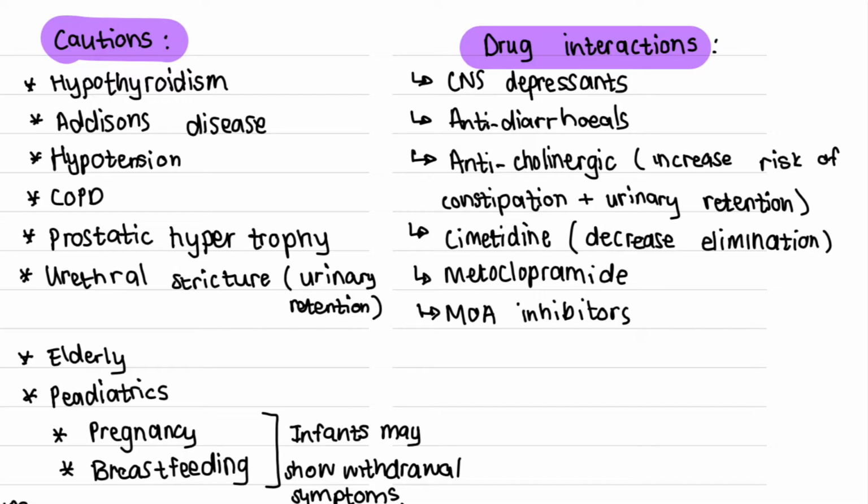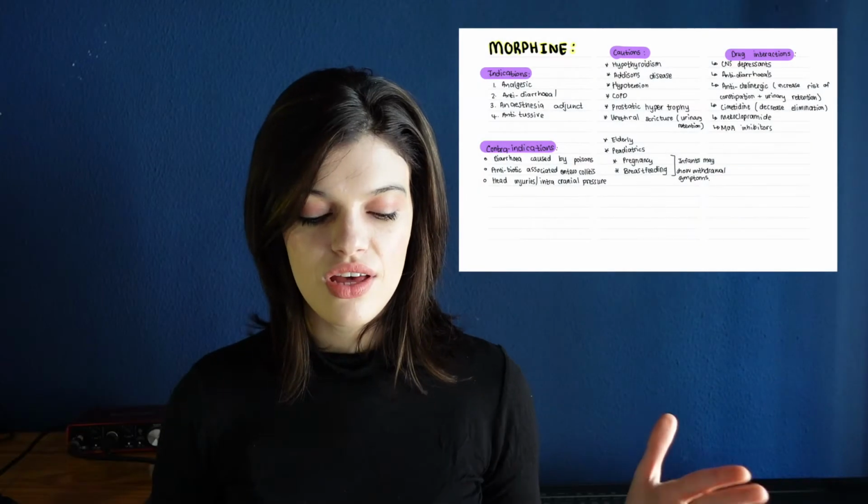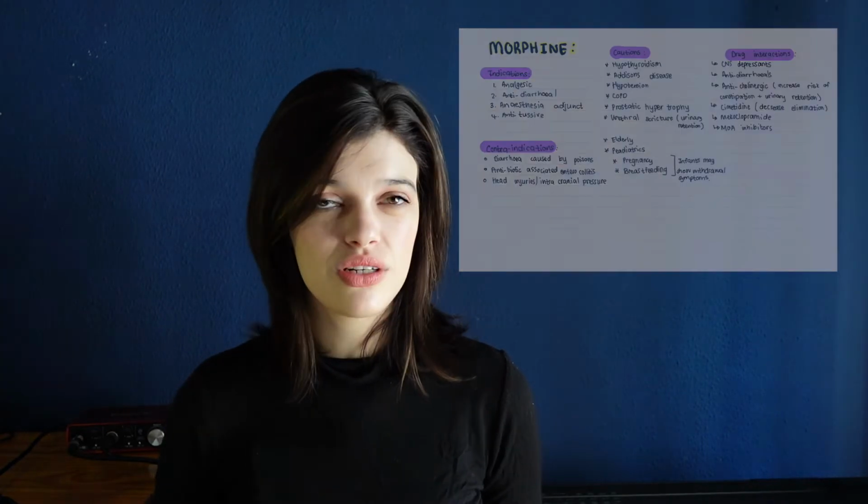Alright, when we have to be cautious is if the patient has any disease that is going to suppress the body and the functions of the body. This will include things like hypothyroidism, hypertension, also prostatic hypertrophy, then your COPD patient or any respiratory disease that they might have, urethral stricture where they already struggle to urinate because morphine can cause urinary retention, and then obviously your more sensitive patients like the elderly, the pediatric patients, and your breastfeeding and pregnant women.